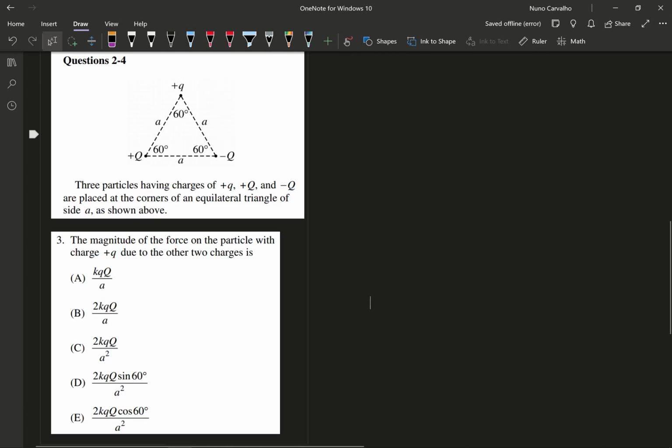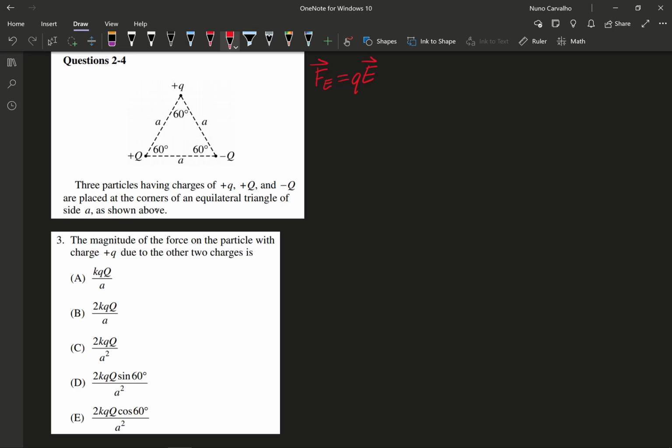Number three, we're still working with the same charge distribution from before, but now we're being asked about the magnitude of the force on the particle plus q because of the other two charges. So we sort of need to use the same information from the previous question. But keep in mind, the electric force is given by this equation. This is on your formula sheet.